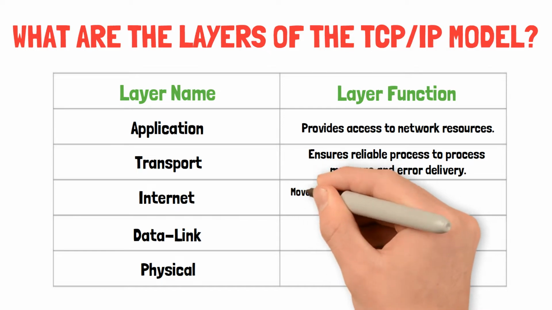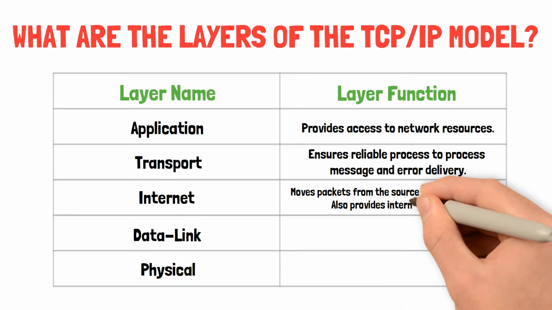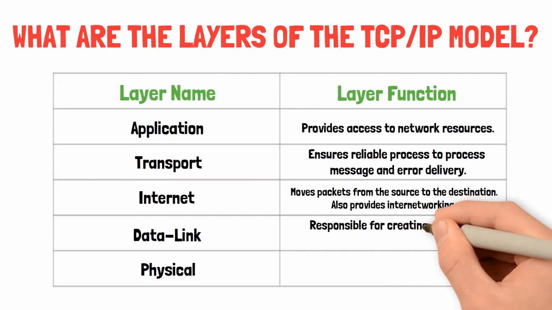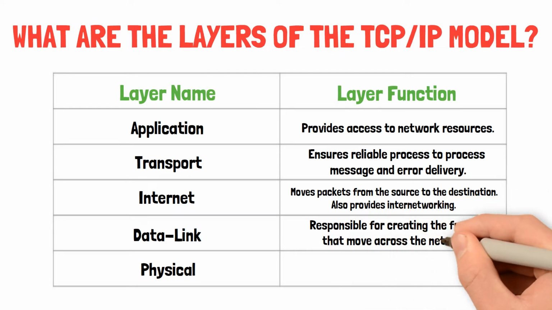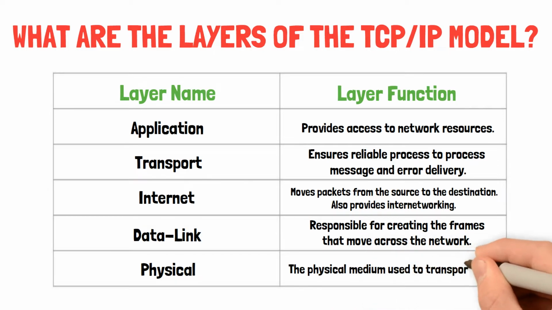The internet layer moves packets from the source to the destination and also provides internetworking. The data link layer is responsible for creating the frames that move across a network. And then the physical layer is the physical medium used to transport data. This could be anything from radio signals to wires, things of that nature.